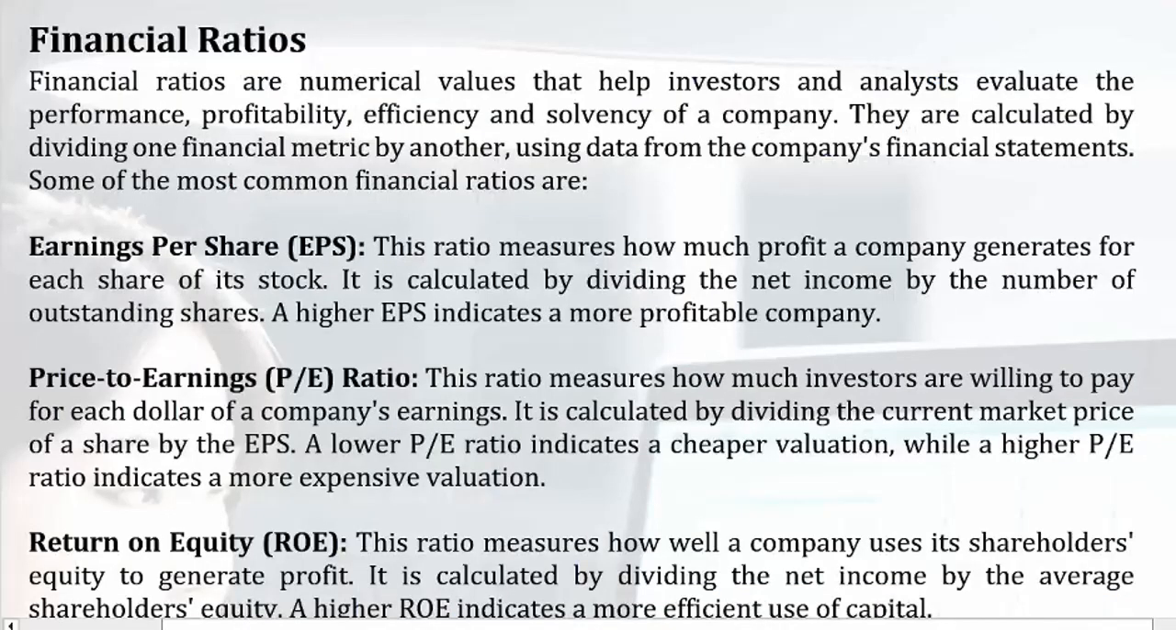Financial ratios. Financial ratios are numerical values that help investors and analysts evaluate the performance, profitability, efficiency, and solvency of a company. They are calculated by dividing one financial metric by another, using data from the company's financial statements. Some of the most common financial ratios are earnings per share, EPS.